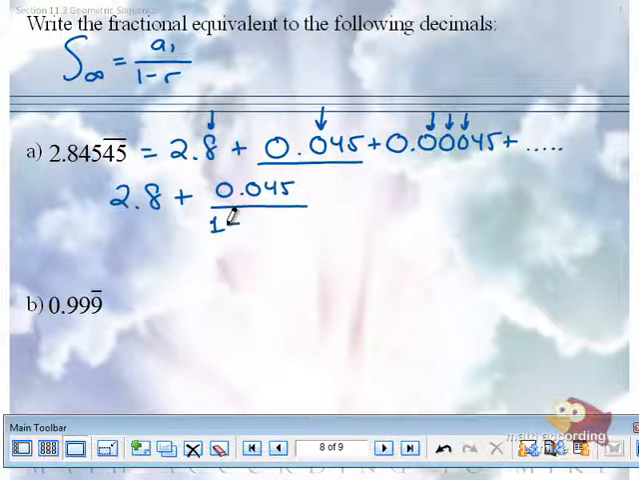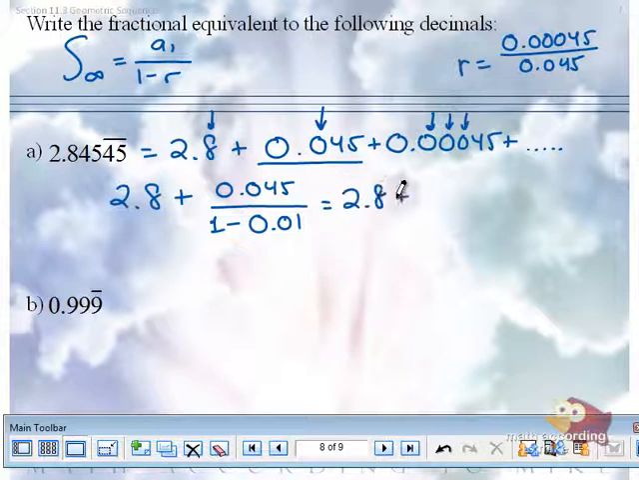Well, to figure out what r is, remember you can take the next term of a geometric series and divide by the previous term. Doing so, we'll get 1/100th, so 0.01. And now we clean this up, so a little bit of arithmetic here. So we'll have 2.8 plus 0.045 over 0.99.